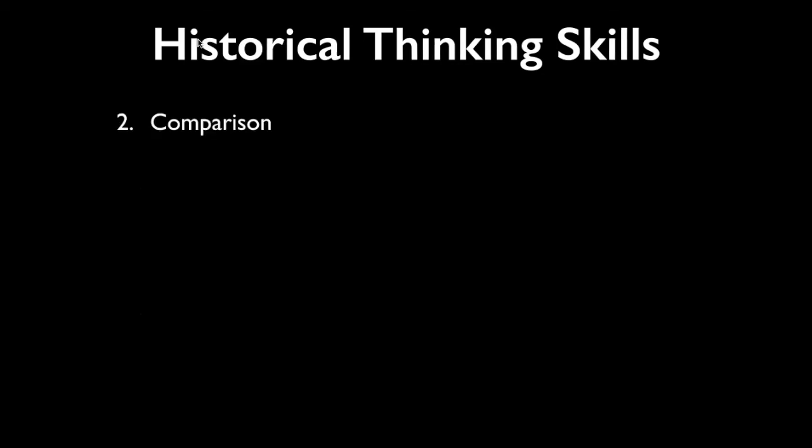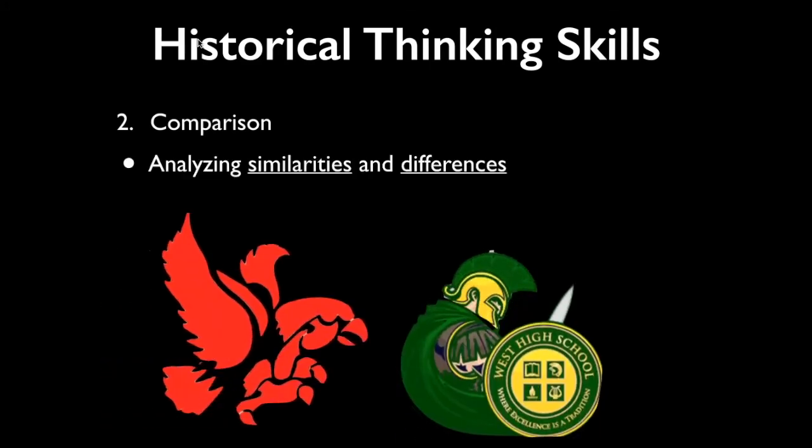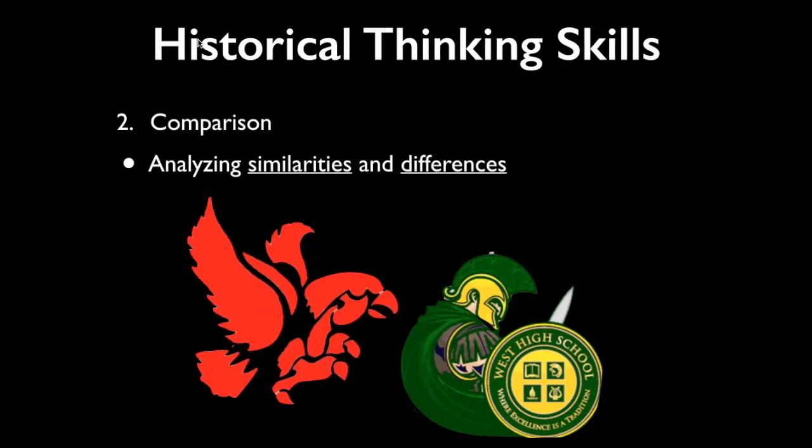The second historical thinking skill that you're going to have to develop is the skill of comparison. So when you're comparing, you're analyzing similarities and differences, oftentimes between 2 different regions in a certain period of time. You could ask yourself the question, what are the similarities and differences between students at City High School and West High School? Can you create claims around things that are similar? Can you create claims around things that may be differences between students at City and West?